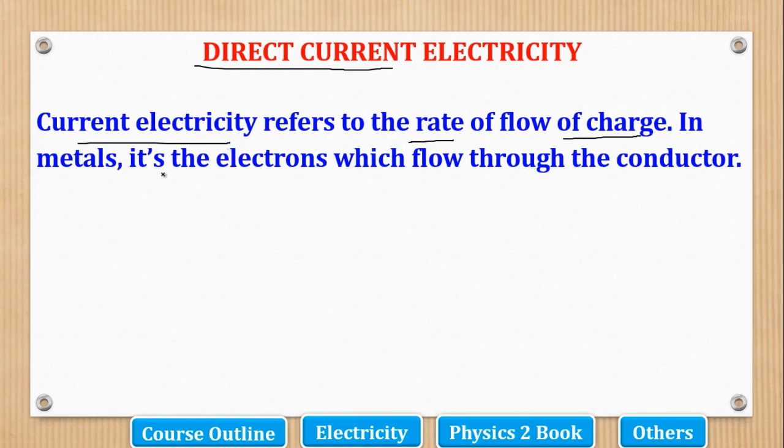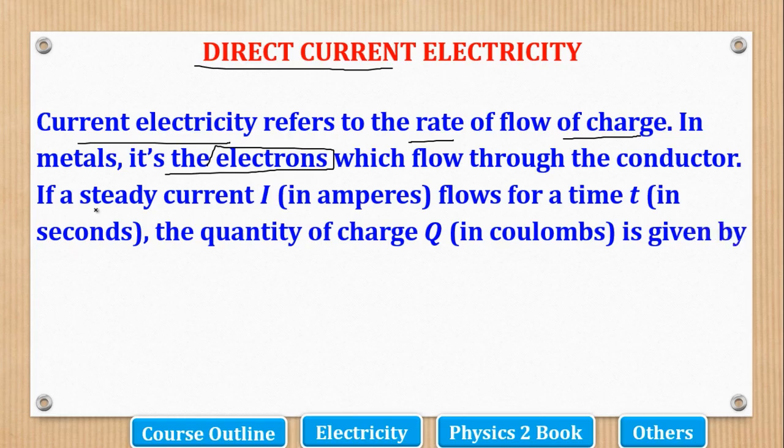And in metals, it is the electrons. Metals have free electrons, so they're the ones which flow. Remember, charge can be positive or negative. So in metals, there are electrons which are negatively charged, which flow through the conductor.